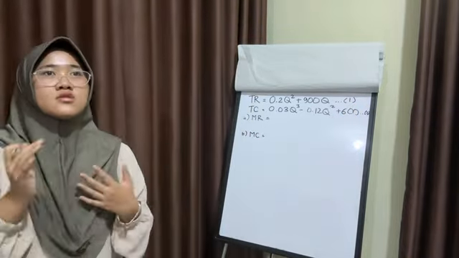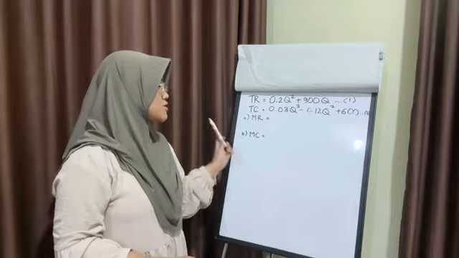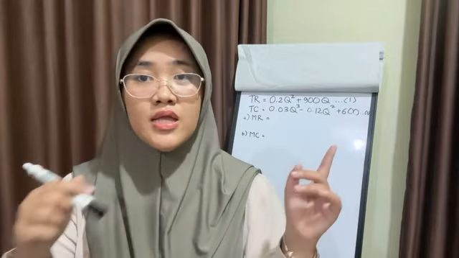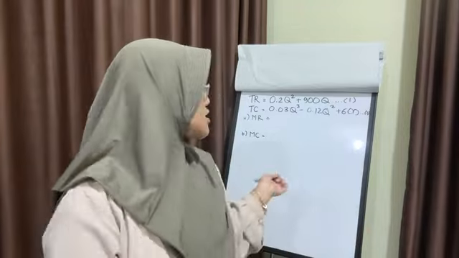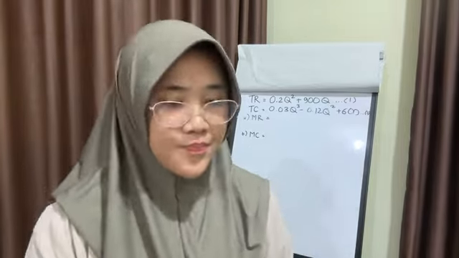So we are told to find the marginal revenue and the marginal cost. The marginal revenue is if I sell one more item, how much money do I get? So it's for one item. And the marginal cost is if I make one more item, how much money do I have to spend to make that one item?